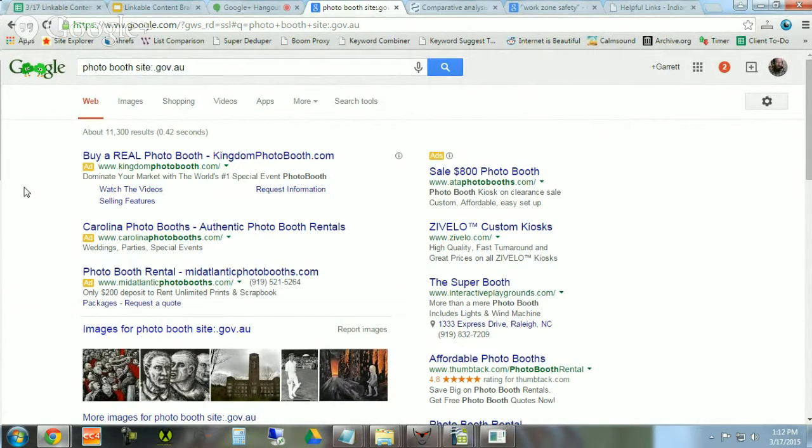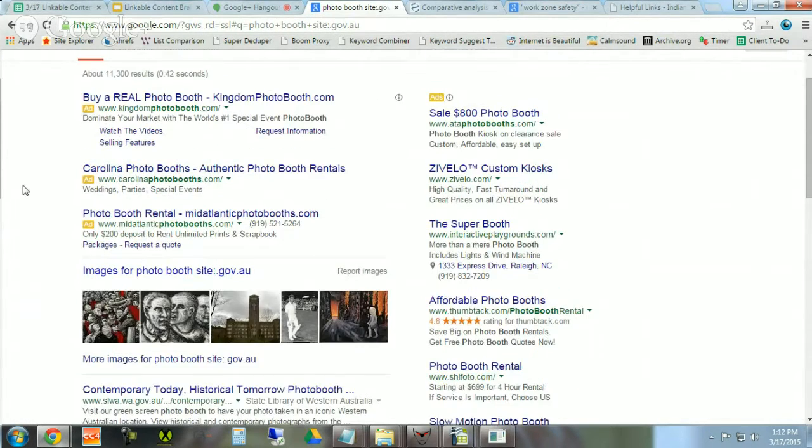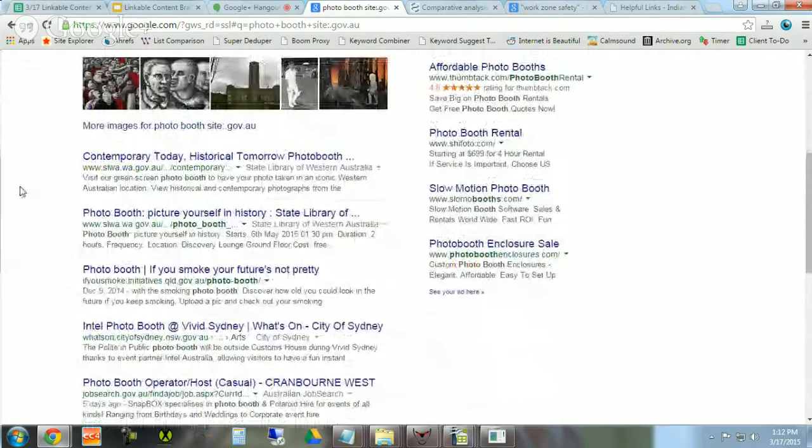So how does the government relate to photo booths in general? I like what I'm seeing here. They have a green screen photo booth discussed here to sort of celebrate history. And what I'm seeing in this SERP, anyways, is an iconic Western Australian location. So geography, history, and geography. And my gut is as history and geography intersect with tourism, right?